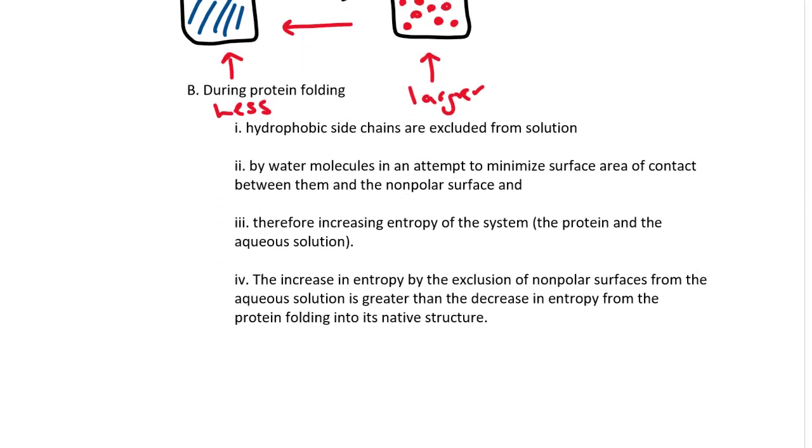During protein folding, hydrophobic side chains are excluded from solution by water molecules in an attempt to minimize surface area of contact between them and the nonpolar surface, and therefore increasing entropy of the system, the protein, and the aqueous solution. The increase in entropy by the exclusion of nonpolar surfaces from the aqueous solution is greater than the decrease in entropy from protein folding into its native structure. So overall, the entropy of the system has increased, thus the process can go forward and happen spontaneously.